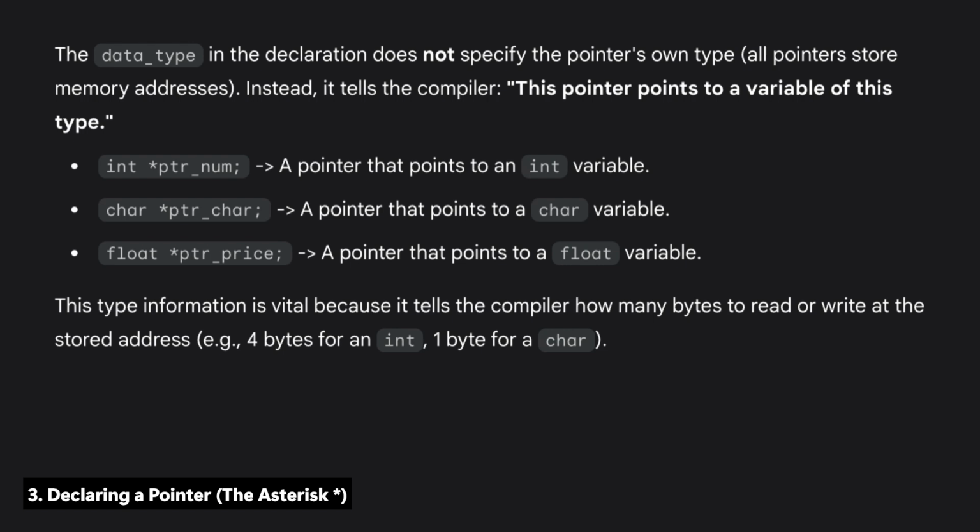Integer asterisk ptr number: a pointer that points to an integer variable. Char asterisk ptr char: a pointer that points to a char variable. Float asterisk ptr price: a pointer that points to a float variable. This type information is vital because it tells the compiler how many bytes to read or write at the stored address, e.g., 4 bytes for an integer, 1 byte for a char.